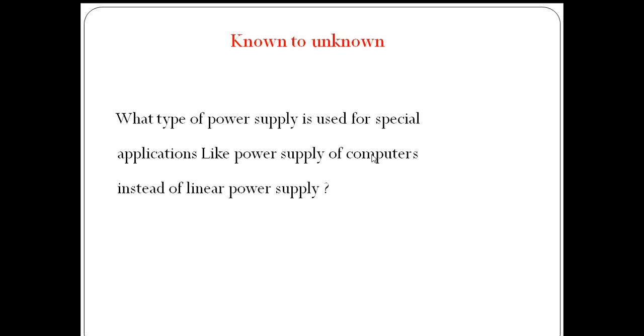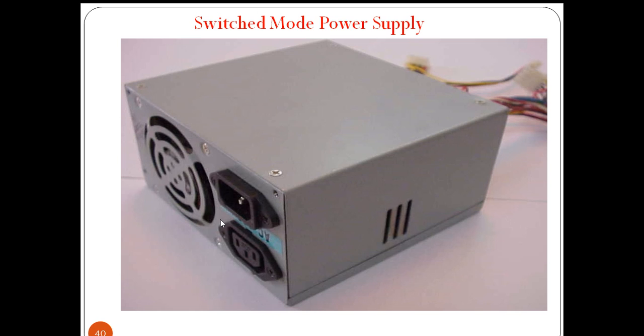Now we have to know what type of power supply is used for special appliances like computers instead of a linear power supply. What extra are we using in supplying power to computers? Actually, we are using an SMPS. The power from the mains is connected to the SMPS, and its output is connected to special appliances like computers and hospital equipment, where we need continuous power supply and quality of power supply. So this is the SMPS.